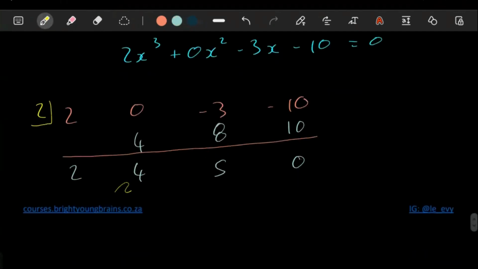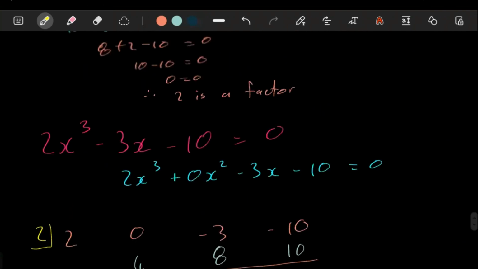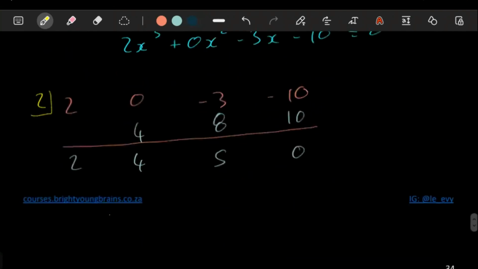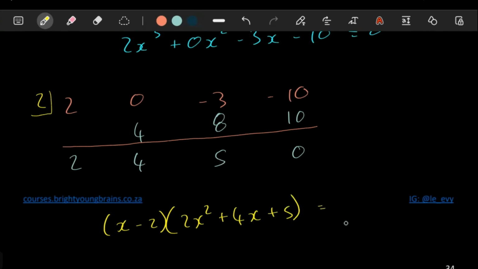So what this means is when your expression is factorized, since 2 is a factor, your first bracket is going to have x minus 2. Your second bracket is going to have 2x squared plus positive 4x plus 5. You see, this is what your expression will be when it is factorized.